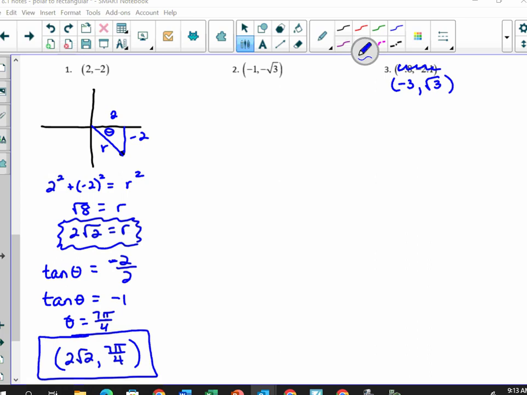Okay. The negative 1, negative root 3. What'd you get for your radius? 2, 4 pi over 3. Okay, or you could say 2, negative 2 pi over 3. Or, guys, think about this for a second. What if your radius was negative 2? Because it could be, right? We could go negative 2. What would you tell me then for your angle?